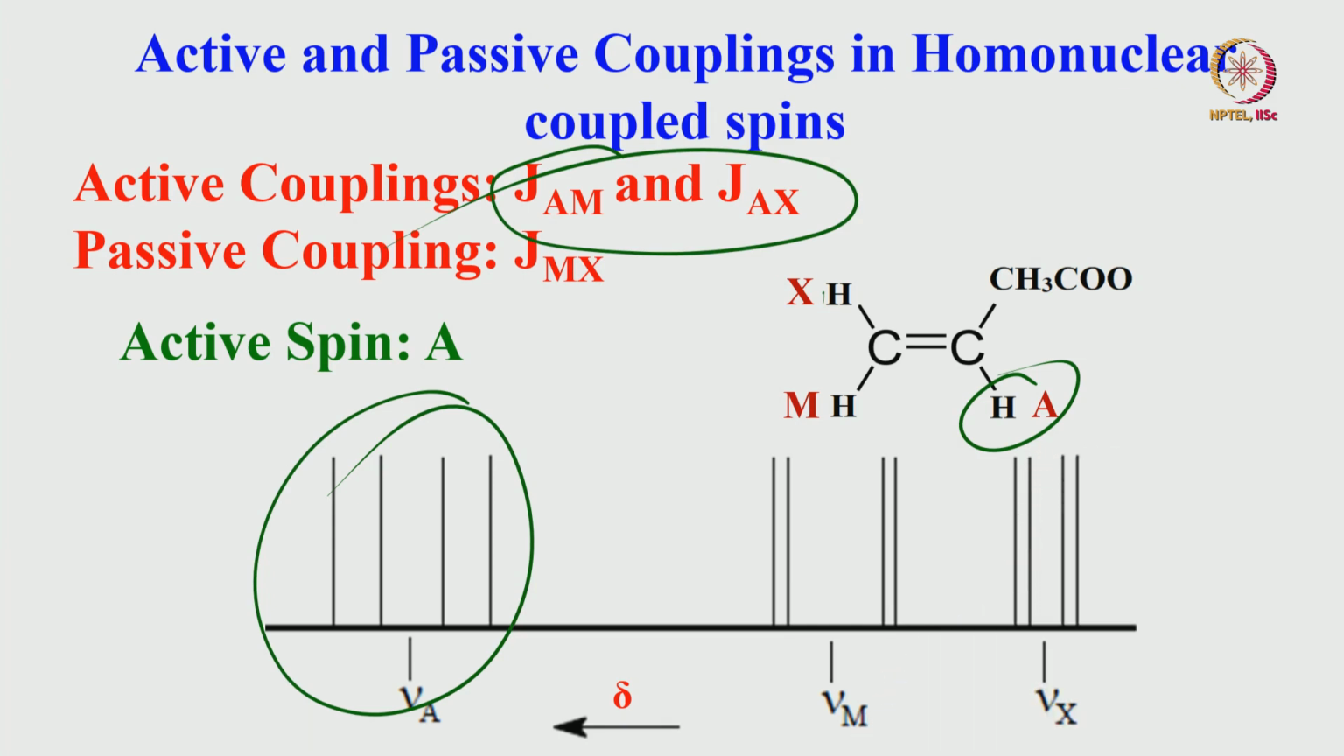What is the coupling between M and X? See, the coupling between M and X is a passive coupling. That passive coupling you will not see at the chemical shift of proton A, which is the active spin. Passive coupling MX is not seen; the other two couplings are seen, they are active couplings. Okay. This is how we can measure.